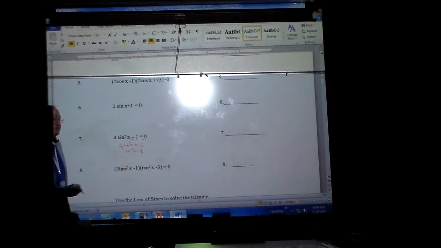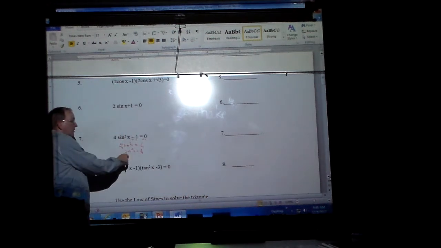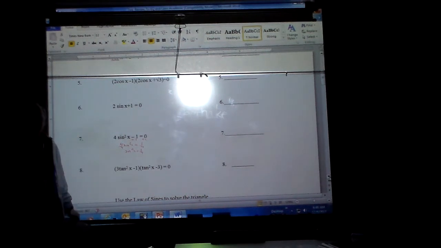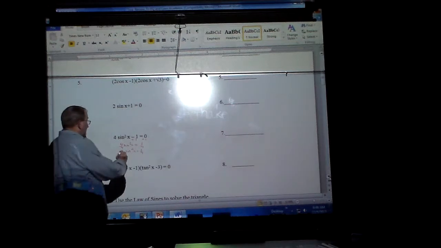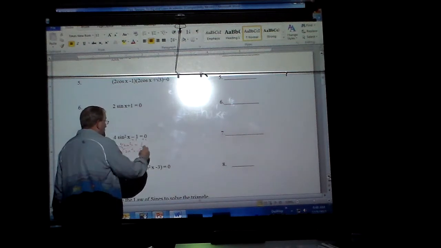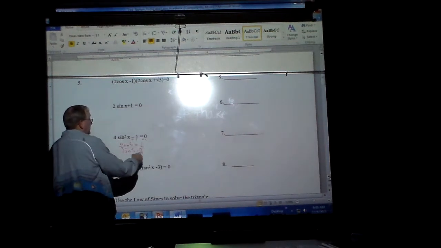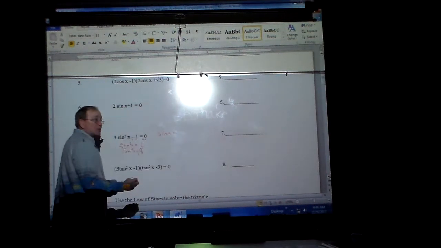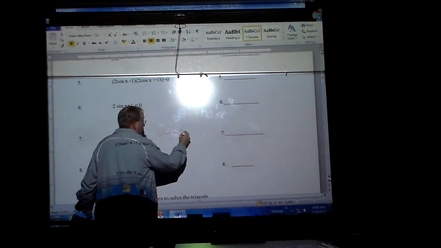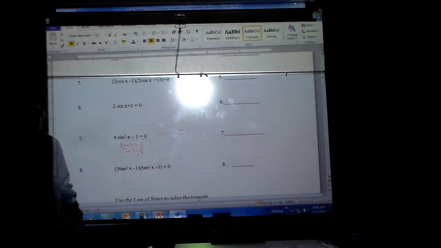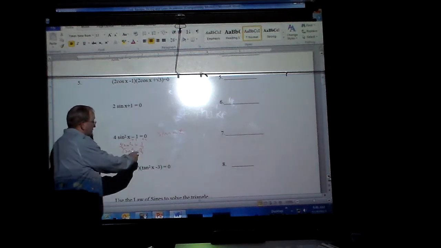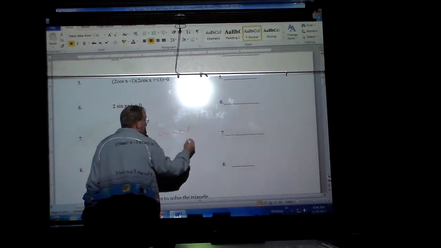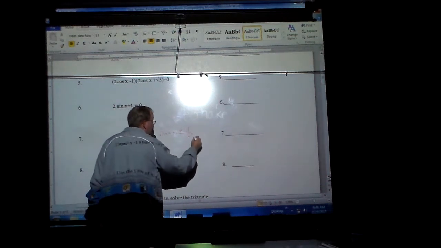Now here's what's different. I have a squared. So in order to find it, I have to what? Square root it. And what I do to one side, I've got to do to both. And basically what's going to happen is this. I'll have sine x equals, and because I'm square rooting it, I can have a positive or negative. Remember, a negative times a negative makes a positive answer, and a positive times a positive makes a positive answer. And the square root of 1 is 1, and the square root of 4 is 2.